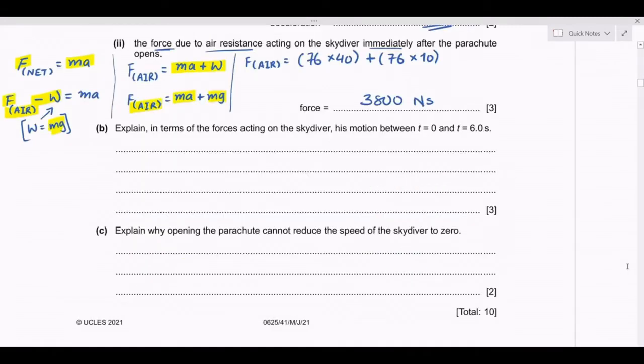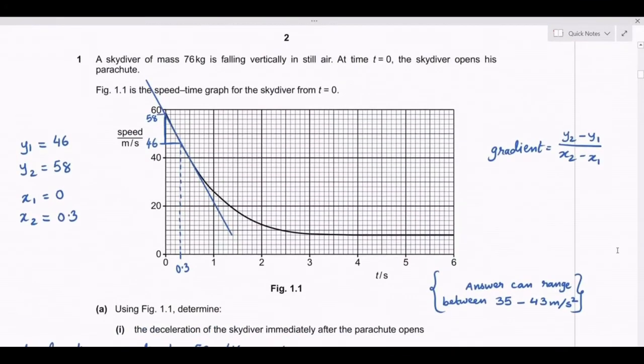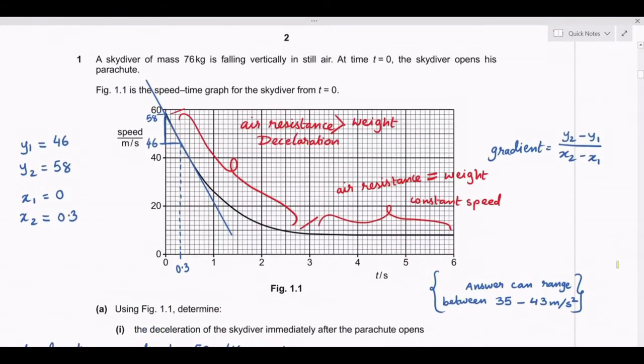Part B. Explain in terms of the forces acting on the skydiver his motion between t equals 0 and t equals 6 seconds. For this we have to look at the graph and see what's going on. When the graph is sloping, the speed of the skydiver is decreasing. That means during this section there must be a net force acting in the opposite direction of the motion. So the air resistance must be greater than the weight. That's why there is a deceleration over here.